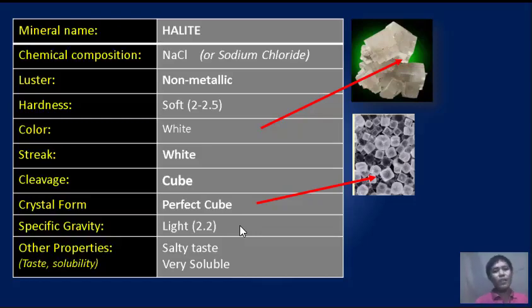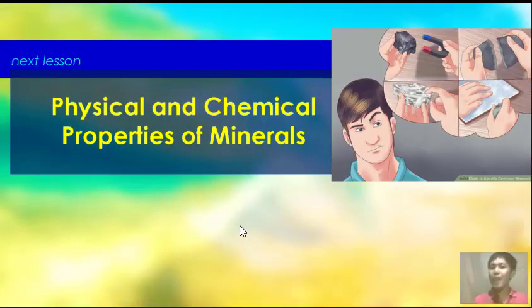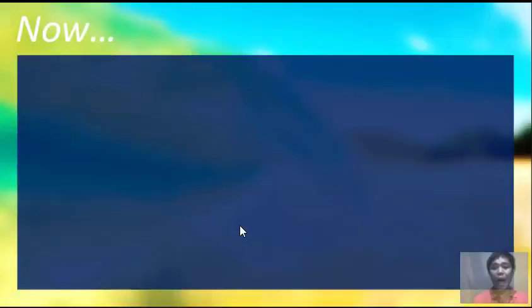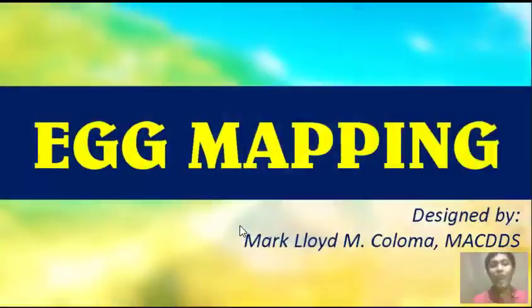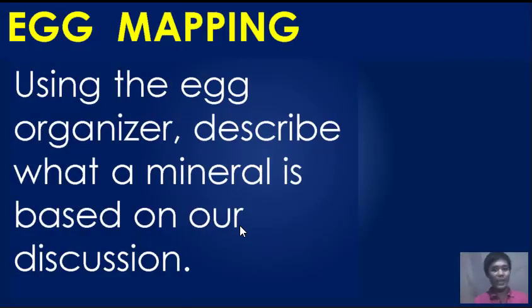Now you may want to ask what the specific properties of a certain mineral are. Don't worry, we will dig deeper on our next lesson about the physical and chemical properties of minerals. This time, I want you to go back to our question: what makes a mineral a mineral? Now, to sum it up, I want you to write down your answers using this egg map. I personally designed this concept map for our science lesson today. So here is our direction. Using the egg organizer, describe what a mineral is based on our discussions.